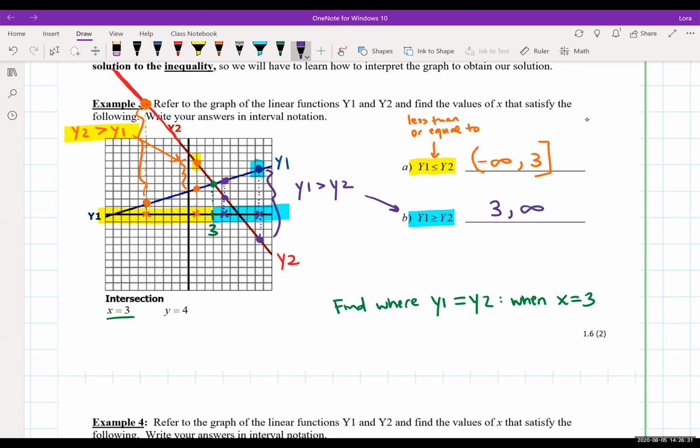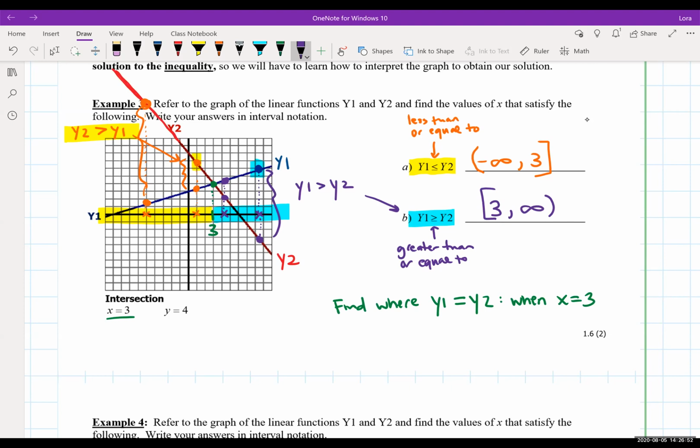Infinity has a parenthesis. And this symbol is greater than or equal to. So that's where we're getting that bracket from. So that is the solution to these types of problems.